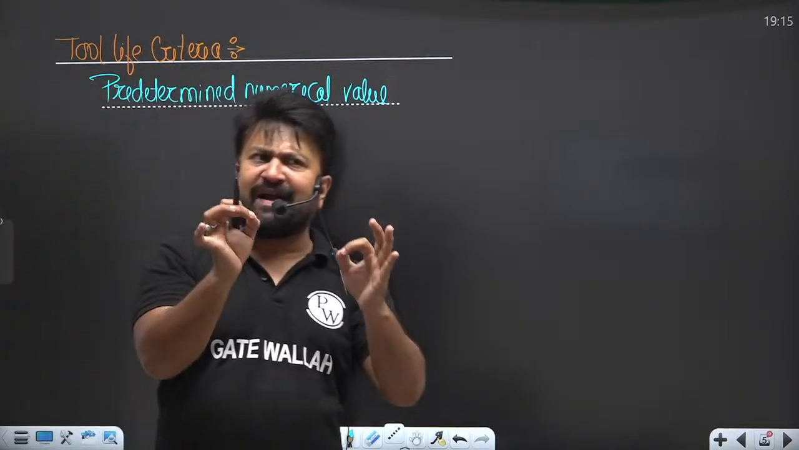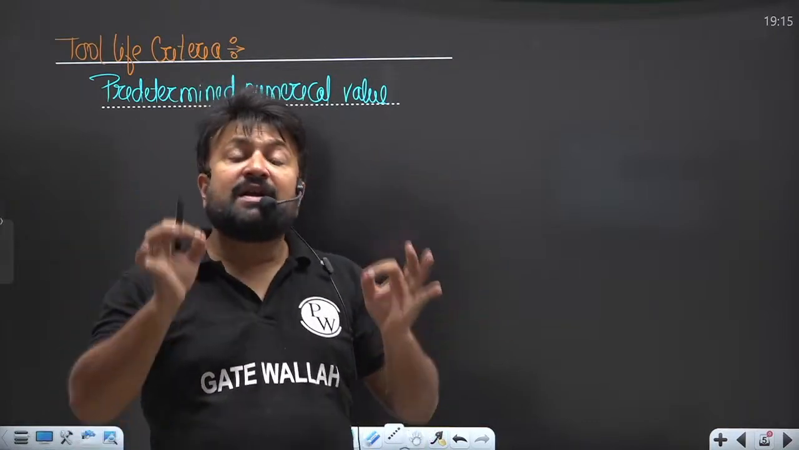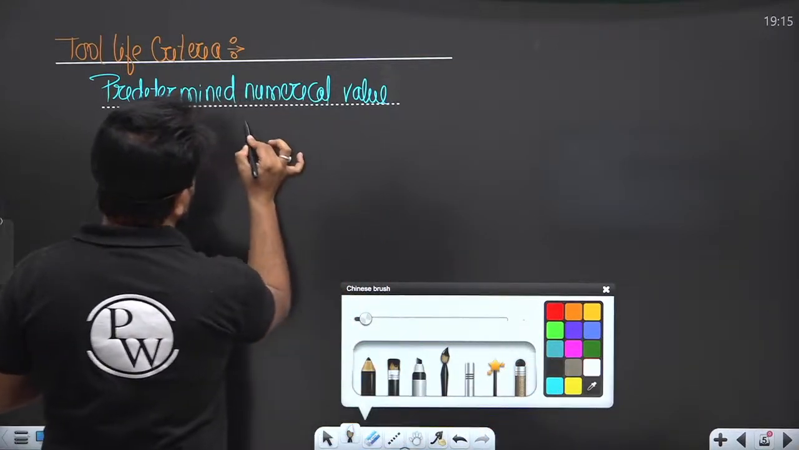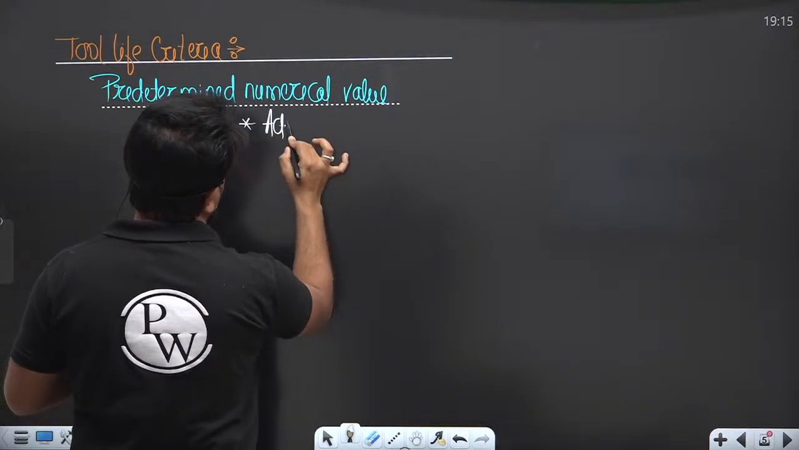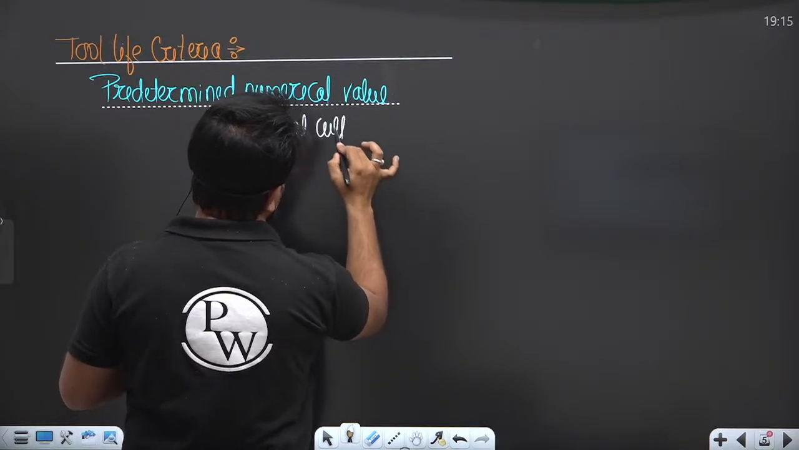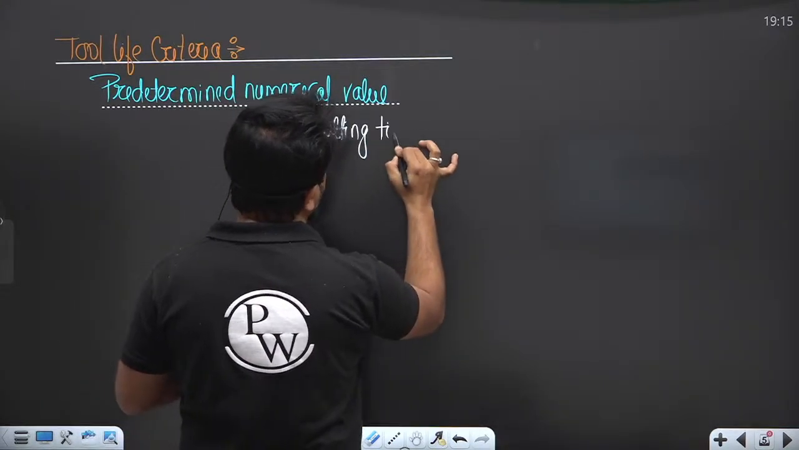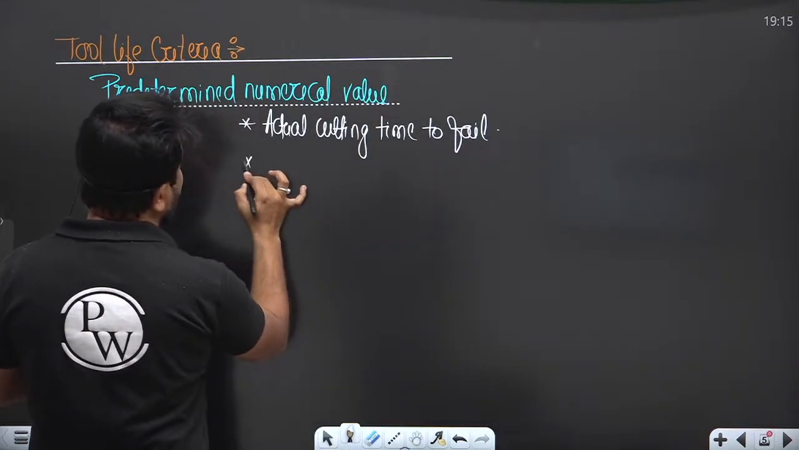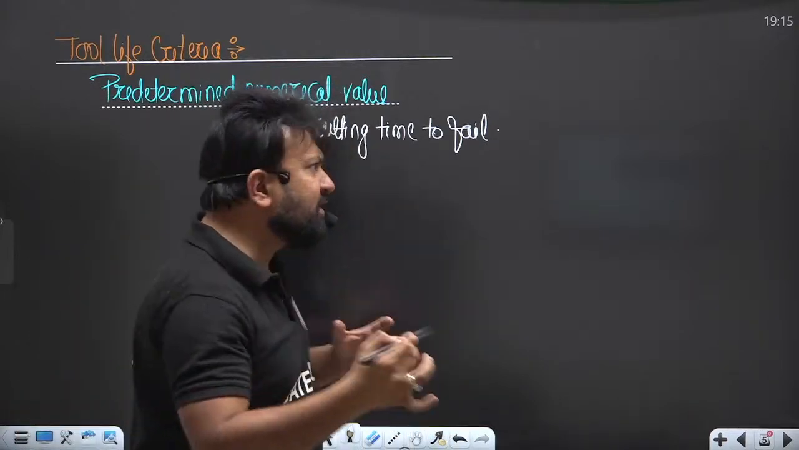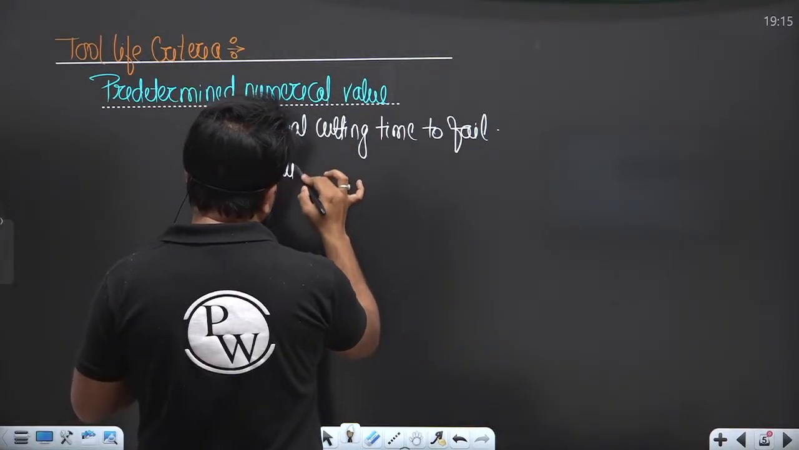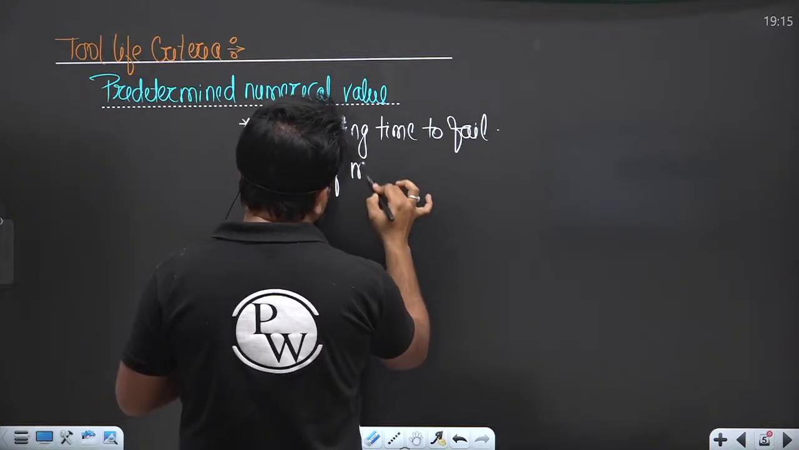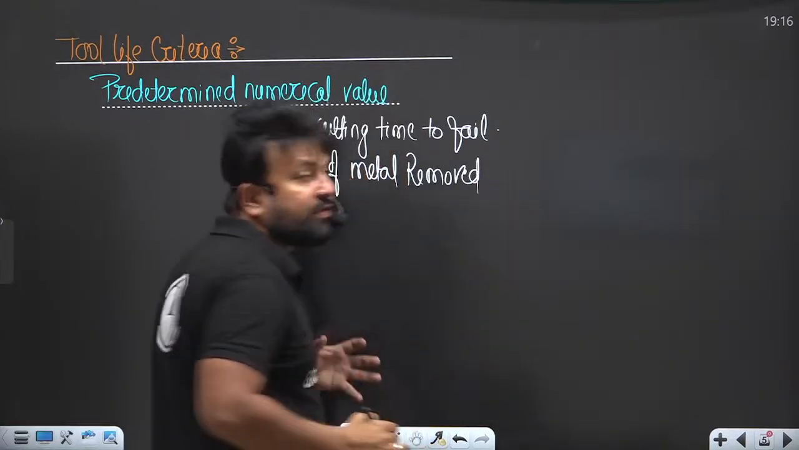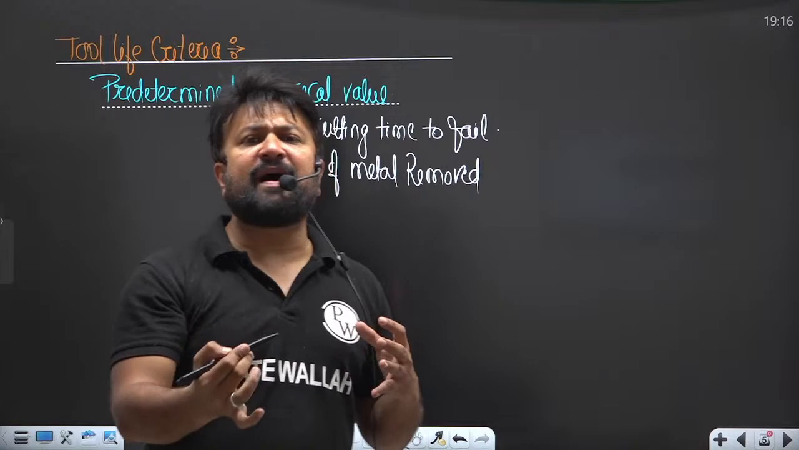Now, this predetermined numerical value can be what? It may be the actual cutting time to fail. Second, the volume of metal removed. Volume of metal removed, or it can be the number of parts produced.